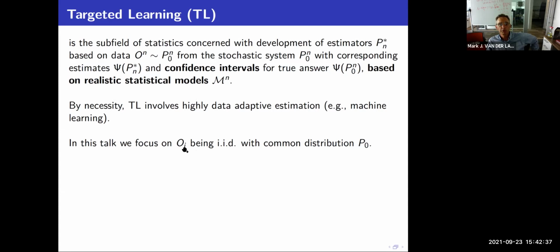So in this talk, we will focus on observations being independently identically distributed so that the likelihood is all described by the common probability density of your unit data structure.